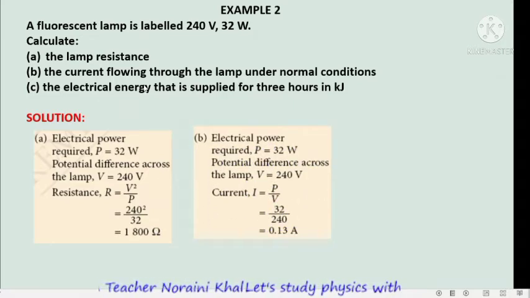Now we want to calculate the current. From the formula I equals P divided by V, power 32 divided by V 240, so we get 0.13 ampere.